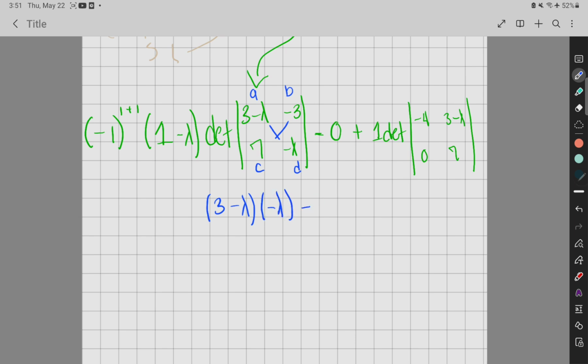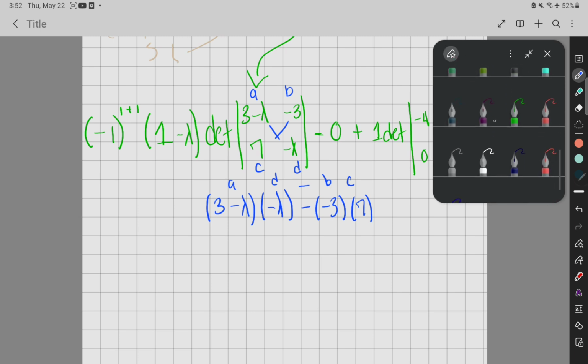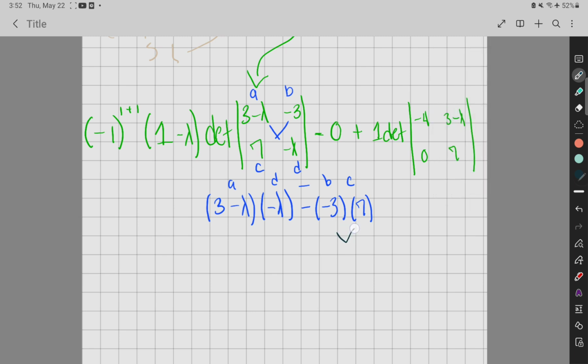And so then, mind you, just because this is a -3, that does not mean you don't put the minus there. You have to put the minus there. It's a part of the formula. So this is A times D minus B times C. So then after that, you could just simplify like normal. So then this will be -28 minus, well, this will just be a plus, wouldn't it? And then minus lambda, and then 3 minus lambda.